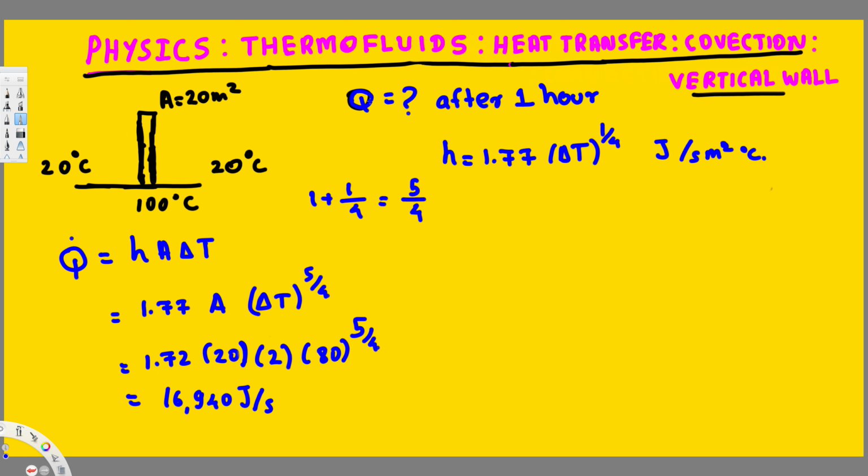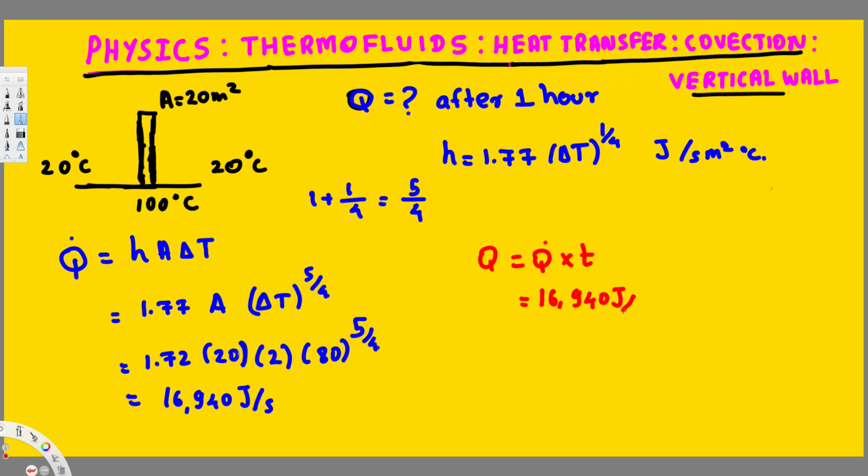Now the question is, what is the Q? That is heat transfer in 1 hour, after 1 hour. This is heat transfer rate. To calculate heat transfer, we just multiply this Q dot by time. So that's going to give us heat transfer. Now Q dot is this value.